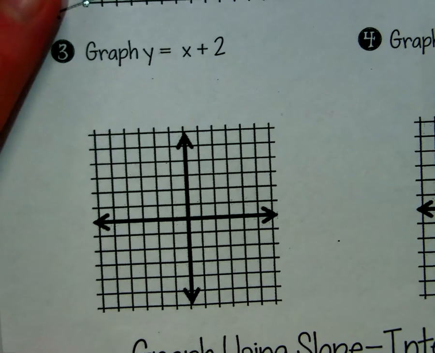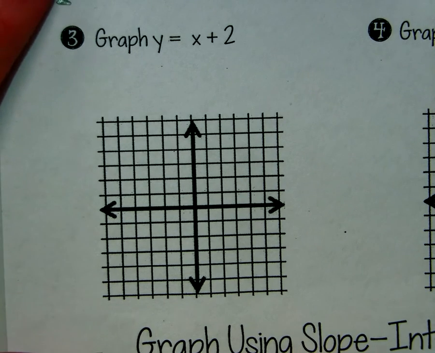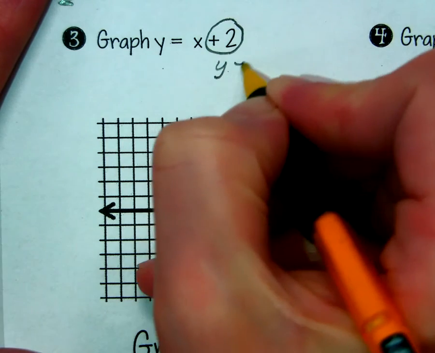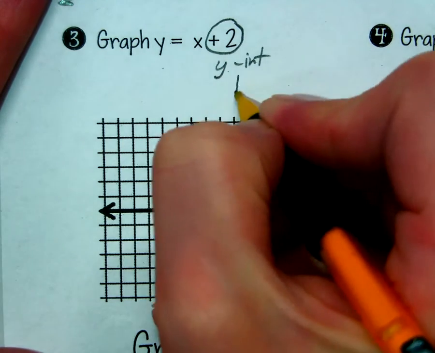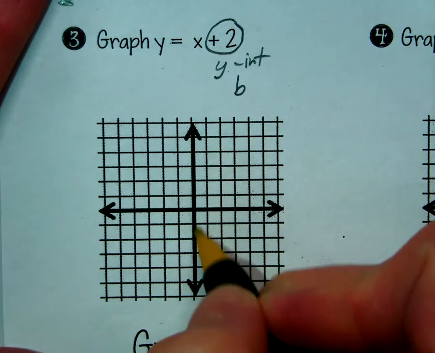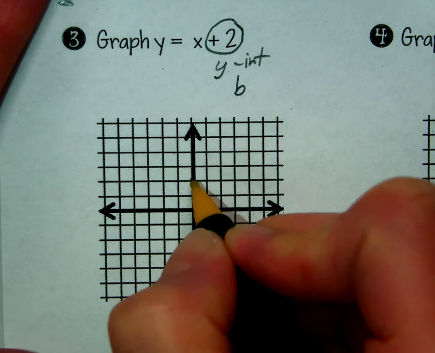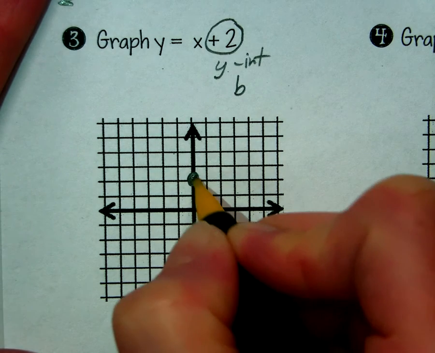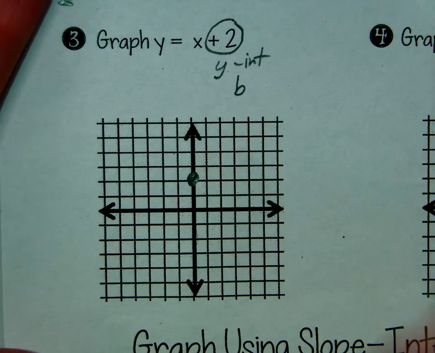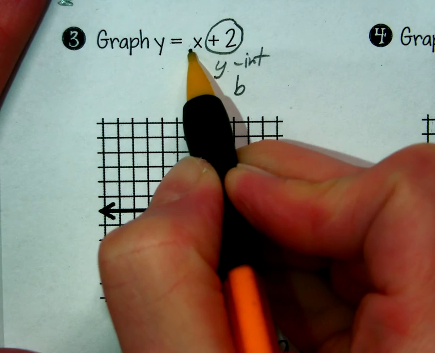Okay, let's go down to number 3. So, looking at our equation, we start with the y-intercept, or B for beginning, is +2. So I go to the y-axis, I go up from the origin 2 points, and put a point. We always start at the origin for the y-intercept. Put that right there. Now, there's no number in front of x.